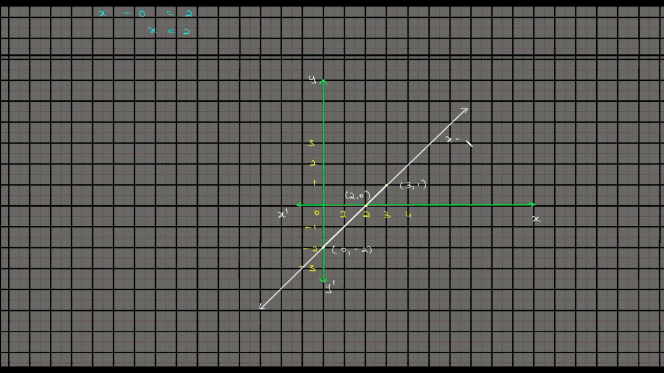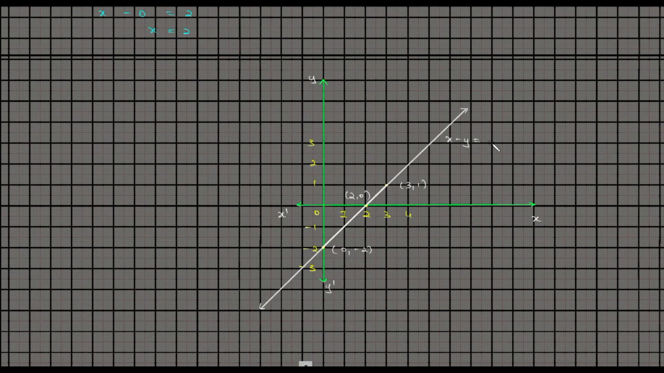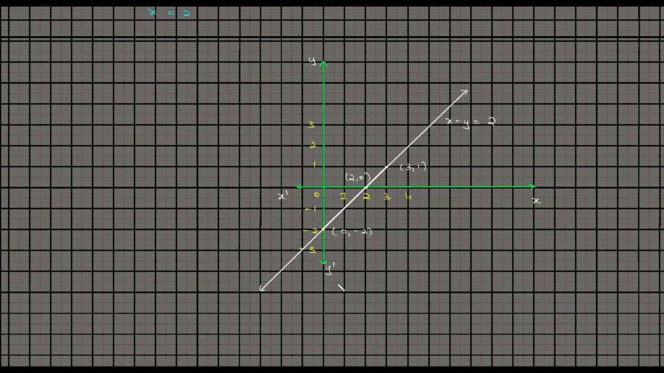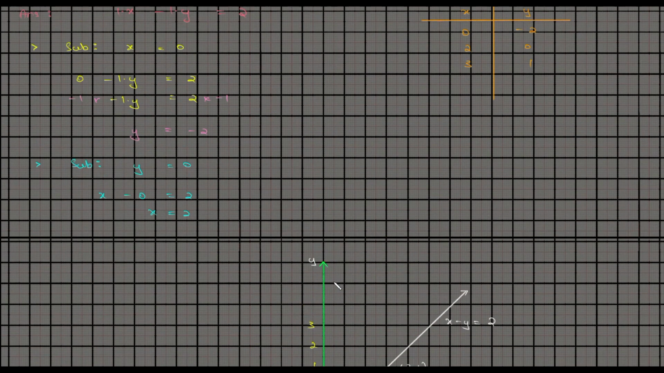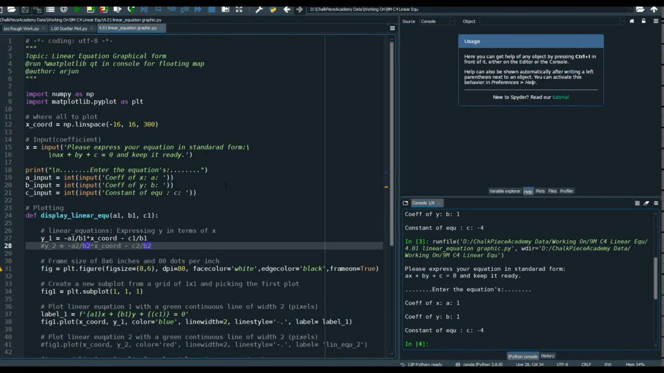And the equation x minus y is equal to 2. So what kind of relationship is this? Yes. It's a positive relationship. As x is increasing, y is also increasing. Okay. And we are done. Yes. Again, if you want to verify, you can simulate it.